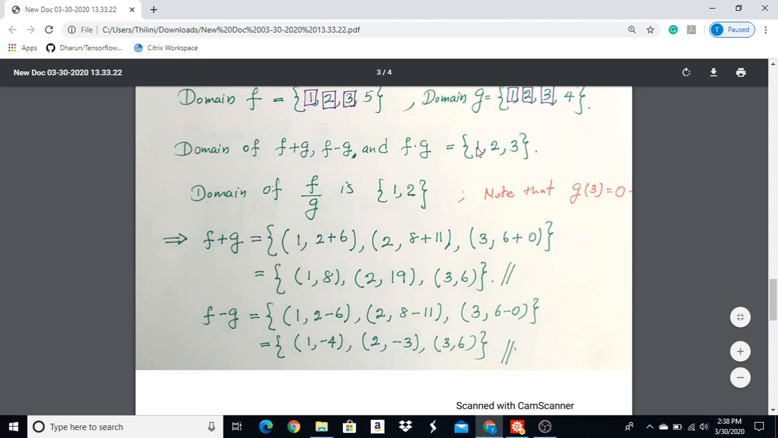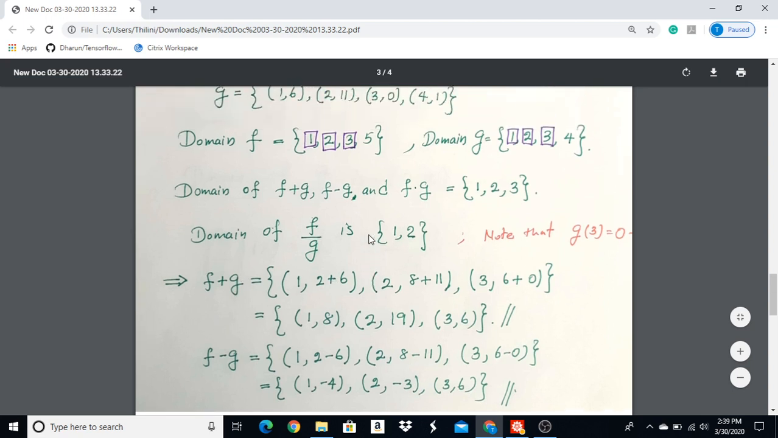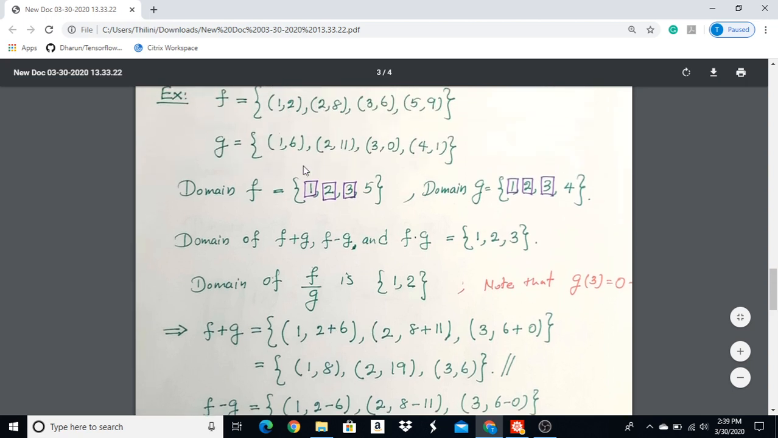So now if we plug 1 into this new function, that means f of 1 plus g of 1, and we know what f of 1 and g of 1 are. f of 1 is 2, so here we have 2 plus g of 1, which is 6. That means 2 plus 6 becomes 8. So that is by plugging in 1.